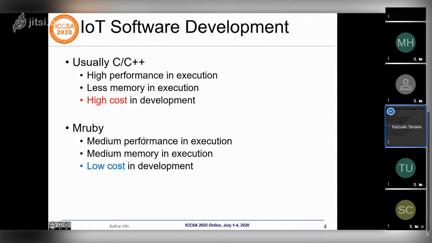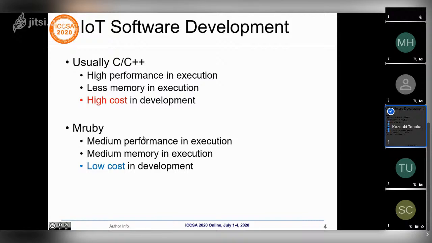That feature can reduce the resource use on the microcontroller, so that is good for IoT software. But usually C language has a very high development cost, because the code is sometimes difficult to understand, or sometimes such code cannot be reused. So that is a high cost in development.